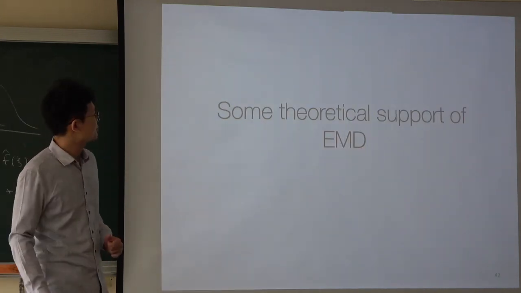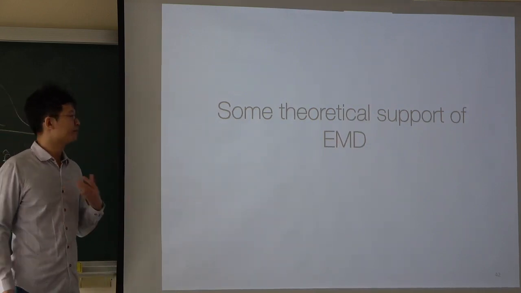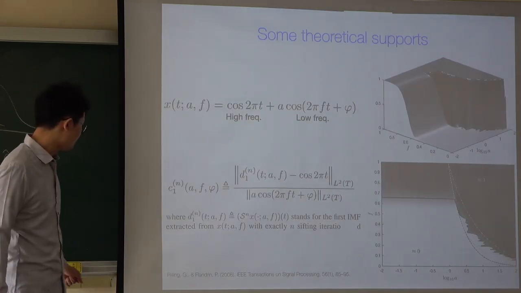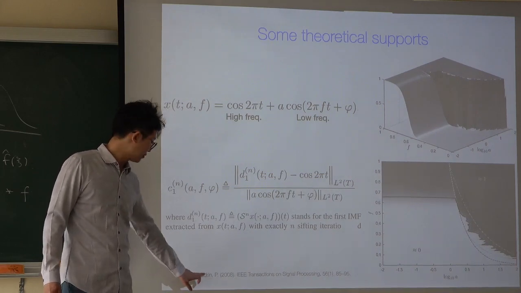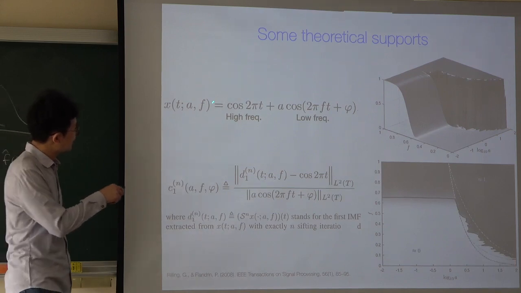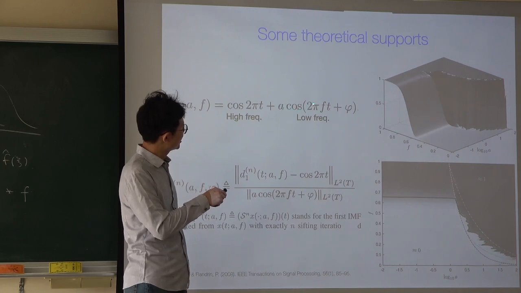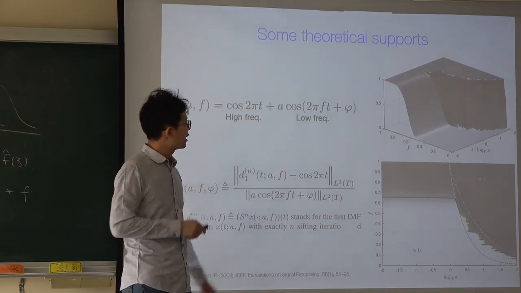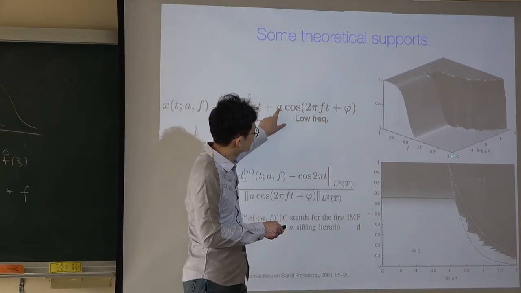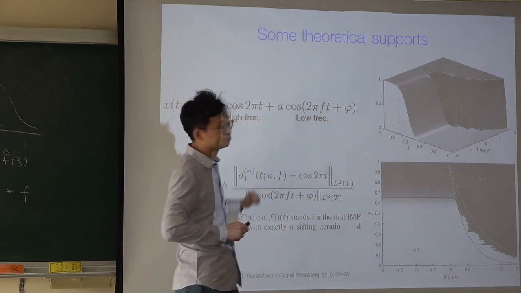In the very end, I will tell you some theoretical support of EMD and one very commonly applied variation. The theoretical support, to my knowledge, was done by Patrick Flandrin in France in 2008. And the model is this. You have a high frequency component, which is a cosine. Then you have a low frequency component, which is A cosine(2 pi f t plus phi). f ranges from frequency 0 to 1, and A ranges from minus 1/100 to 100.